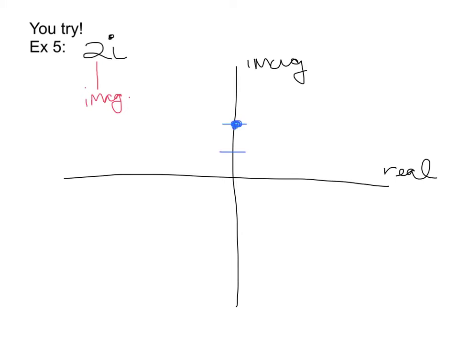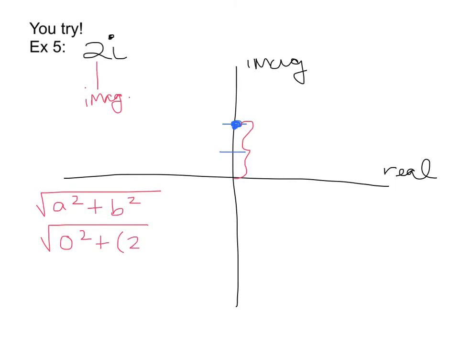We're just going to put a dot on the imaginary axis. Then the absolute value is going to find the distance from the origin to that point. Remember, the absolute value is the square root of a squared plus b squared. Since there is no real part, a is just 0 squared, plus b squared, which is 2 squared. 0 squared is 0, plus 4 gives me the square root of 4. And the square root of 4 gives me a distance of 2, which should make sense. You could count from 0 up 1, 2, and you get the exact same thing.